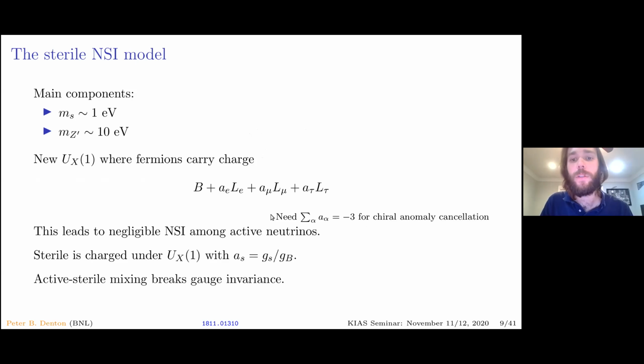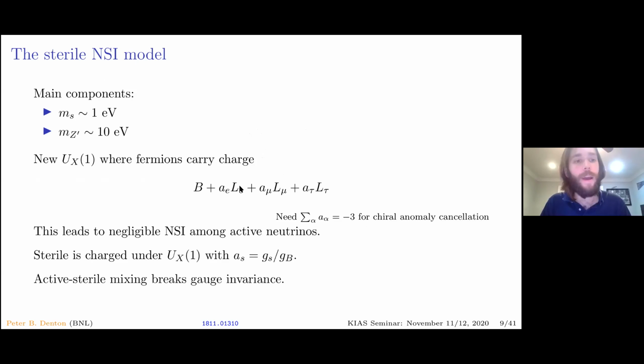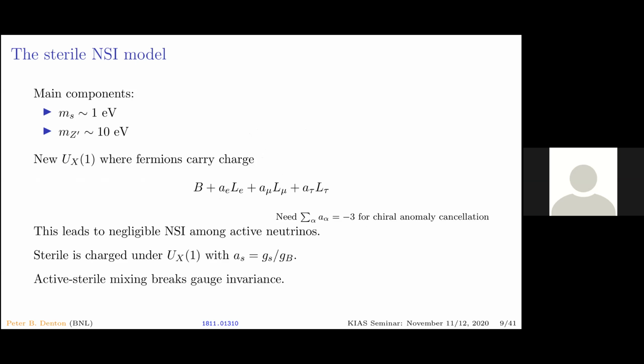I glossed over this. So you need these A's, of course, to add up to -3 for chiral anomaly cancellation. But it doesn't actually matter for the scenario what you take them to be, because it turns out that the contribution to oscillations is negligible. So if you want to put more on the mu sector or more in the tau sector, for whatever reason, you're free to do that. We basically assume that they're all -1, but it doesn't matter. Okay, thank you. Yeah, good.